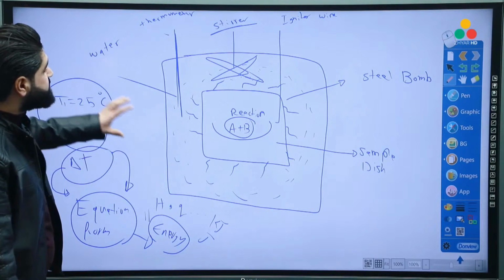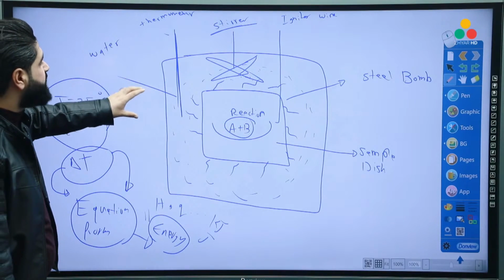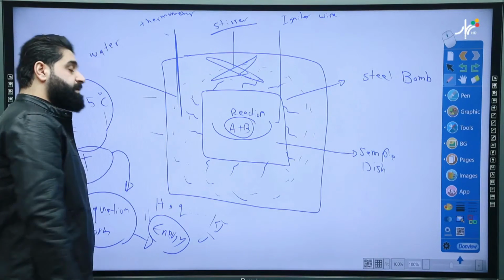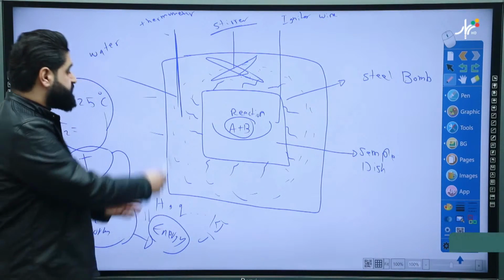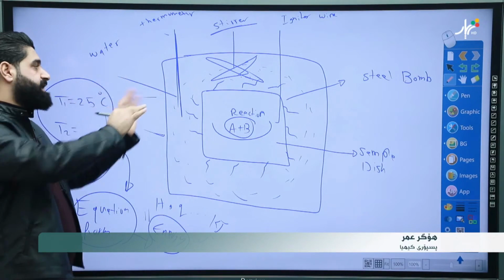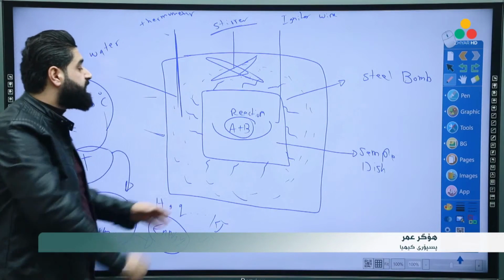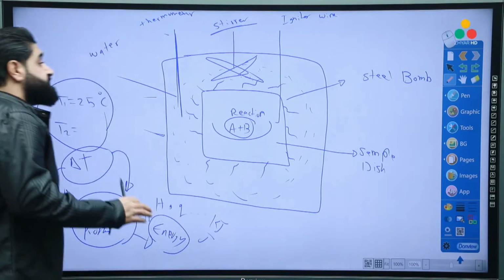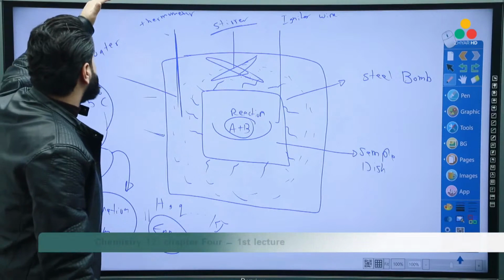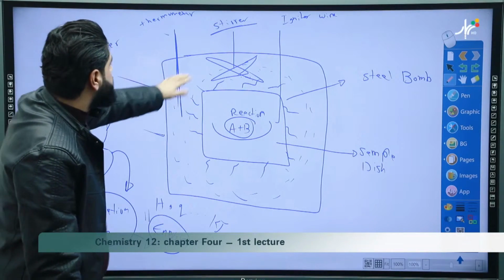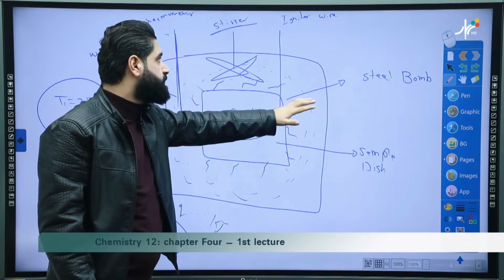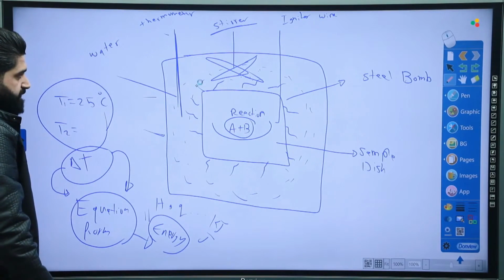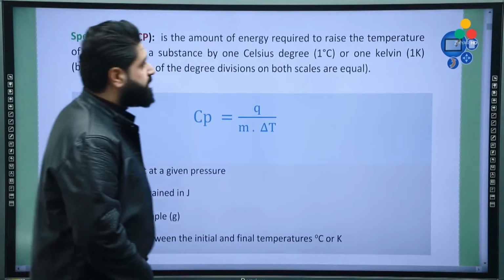Okay? This is the calorimeter picture. It's very important. I know that there are some missing parts, such as the names of the outer side of the shell and inner side of the shell. This is water, this is insulator. Whatever, I just mention it. The major parts are thermometer, water, stirrer, sample dish, steel bomb, and ignition wire or igniter. So that was a calorimeter.